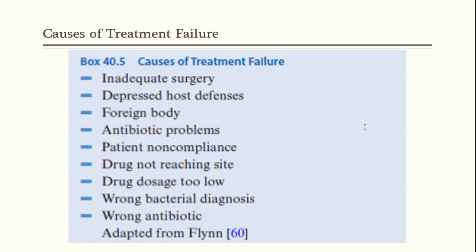Now, why would the treatment fail? Either inadequate surgery, we did not reach the proper spaces that we're supposed to reach, foreign body being present, either glass, after trauma, or whatever, depressed host defenses, the defenses are very low, antibiotic problems: patients not compliant, drug not reaching the site, drug dose is very low, wrong bacteria diagnosis, wrong antibiotic. These are causes of the failure that we might see.